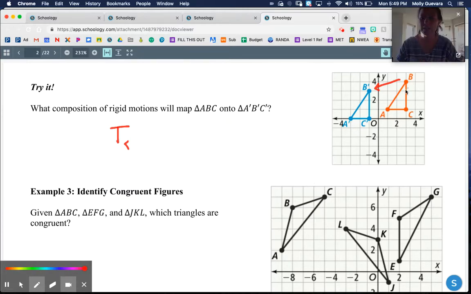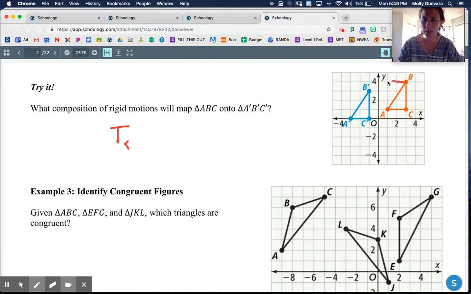Okay, so let's look here. To go from B to B prime, right, I go left 1, 2, 3, 4. So since I go to the left 4, that's going to be -4. And then I go down 1. So that's going to be -1. And that's it. And that works for all the points, right? If I would do A to A prime, 1, 2, 3, 4, down 1, right? Or C to C prime, same thing.